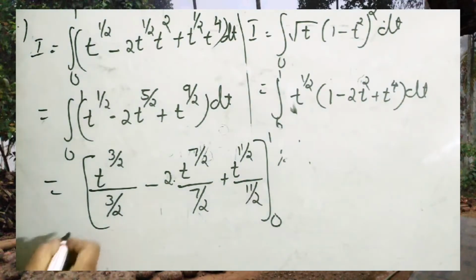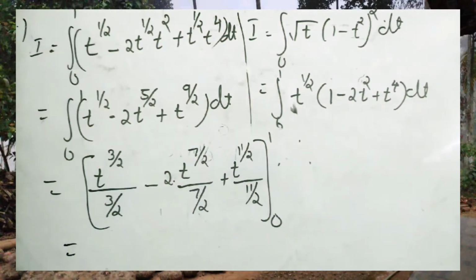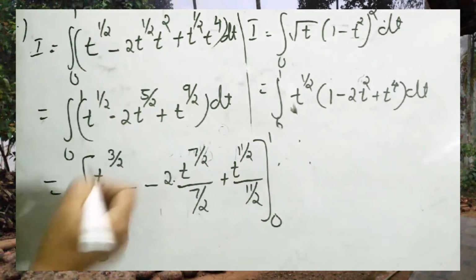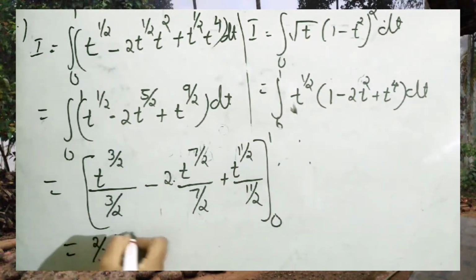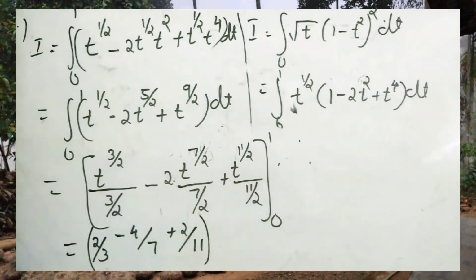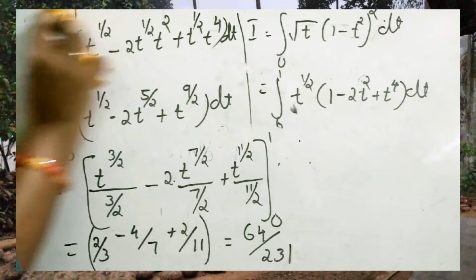Now we are going to substitute the upper limit and the lower limit. 2 by 3 into, if you substitute, 1 raised to 3 by 2 is 1 itself, minus 4 by 7 into 1 plus 2 by 11 we will get, and if you put 0, that entire term becomes 0, and after this calculation you will get 64 divided by 231. 64 divided by 231. Now third question.